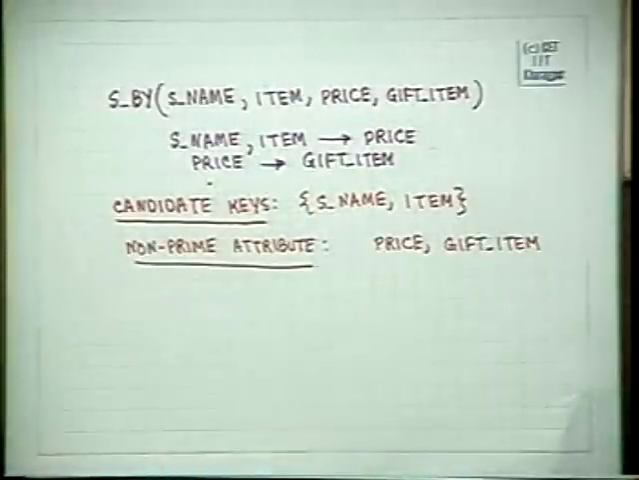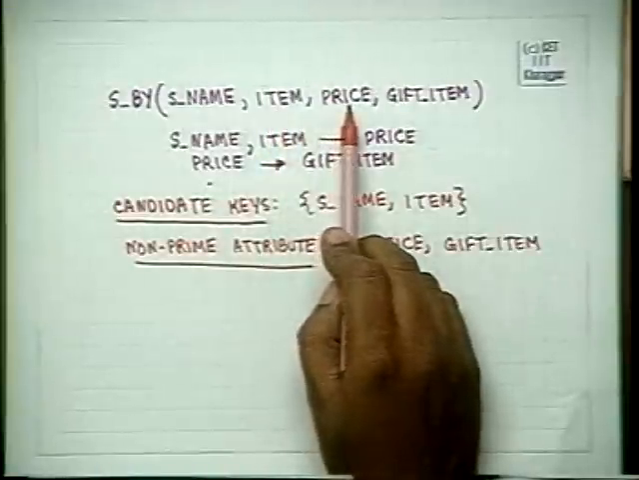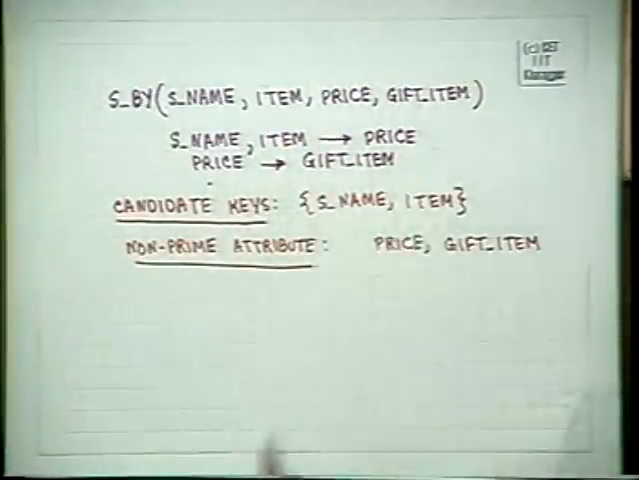The next issue is how to get those relations which are not in 3NF. For example, this one is not in 3NF. How do you get it into 3NF? By decomposition. If we want to bring this into 3NF, we decompose it into two relations. One is supplier name, item, price, and the other is price and gift item.